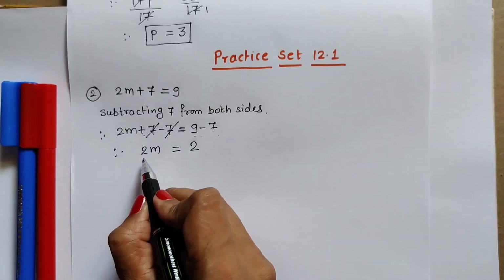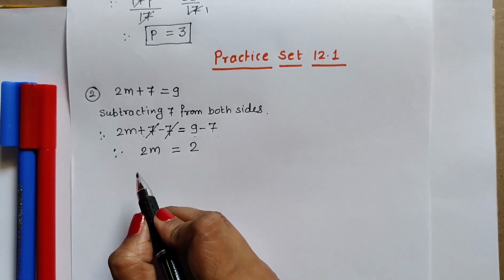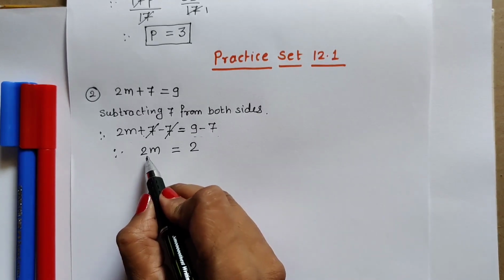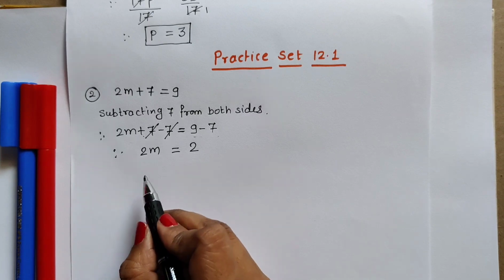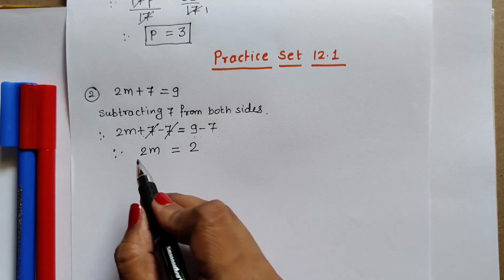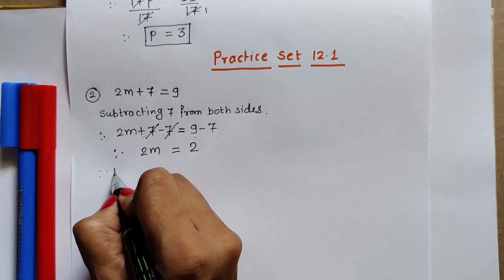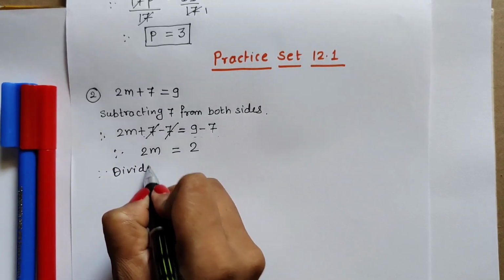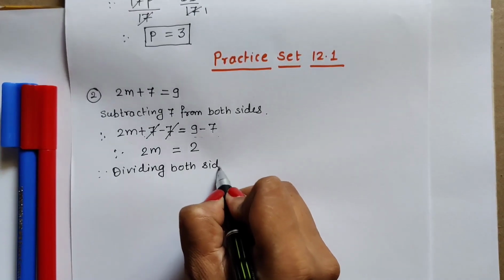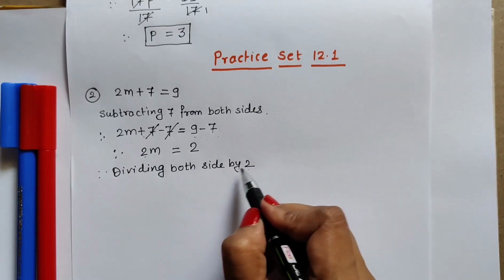Now 2 is there on the left hand side. We have to check that no number should remain on the left hand side. All the numbers should be transferred to the right hand side. Now 2m means 2 multiplied by m. So as it is multiplied by m, we have to do the exactly opposite operation of it. Here it is multiplication, we have to do division. So what we have to write? Dividing both sides by 2. Here it is multiplied by 2, we have to divide by 2.